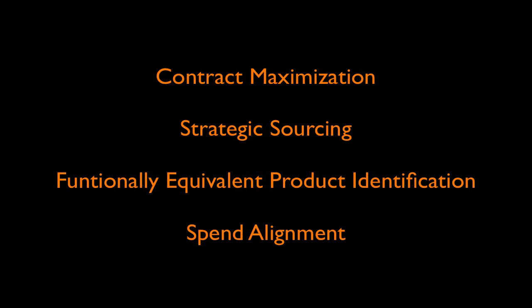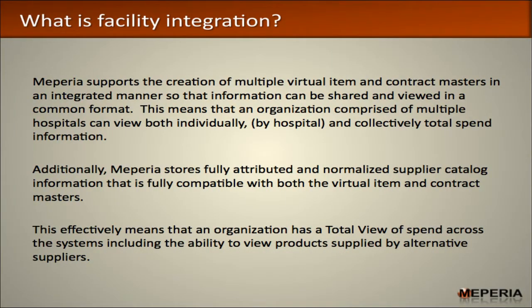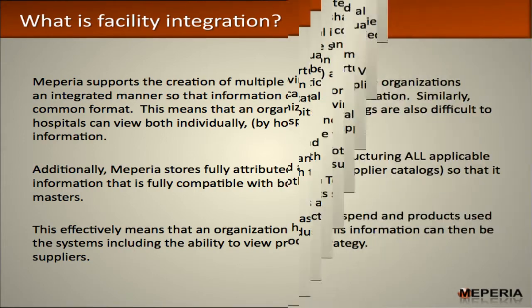identification, and spend alignment. MEPERIA supports the creation of multiple virtual item and contract masters in an integrated manner so that information can be shared and viewed in a common format. This means that an organization comprised of multiple hospitals can view both individually, by hospital, and collectively total spend information. Additionally, MEPERIA stores fully attributed and normalized supplier catalog information that is fully compatible with both the virtual item and contract masters. This effectively means that the organization has a total view of spend across the system, including the ability to view products supplied by alternative suppliers.